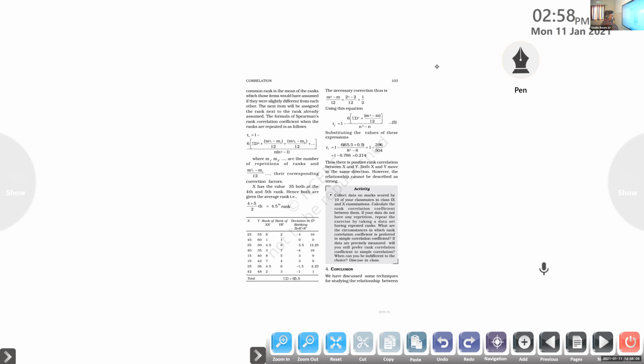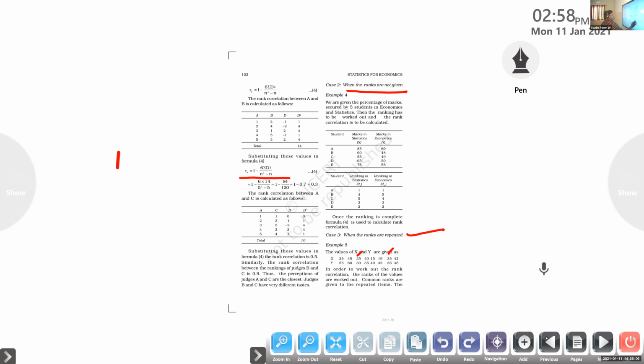So what is the question here? Two sets of values are here. Example 5. The values of x and y are provided. X is 25, 45, 35, 40, 15, 19, 35 and 42. Y is 55, 60, 30, 35, 40, 42, 36 and 48. Those two sets of data are available.